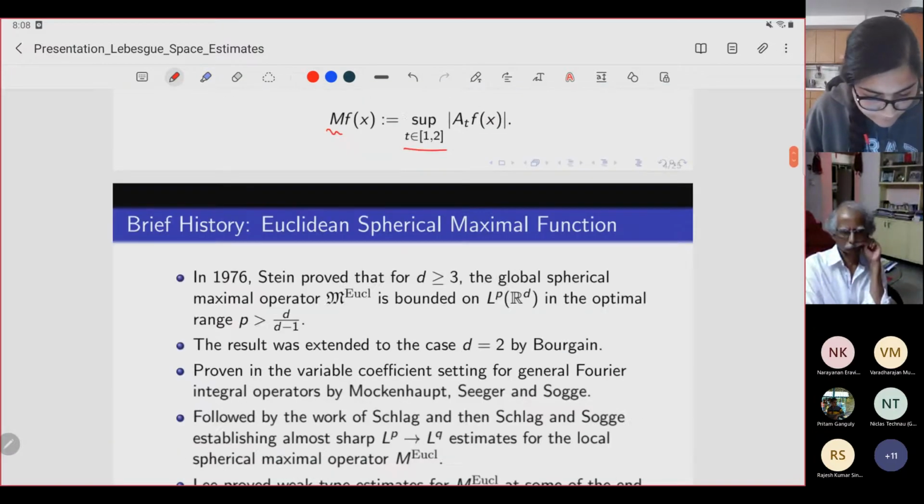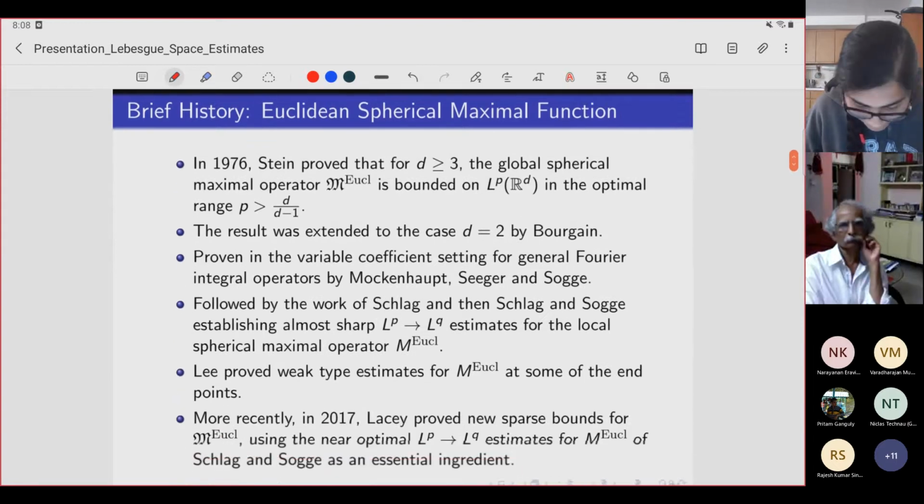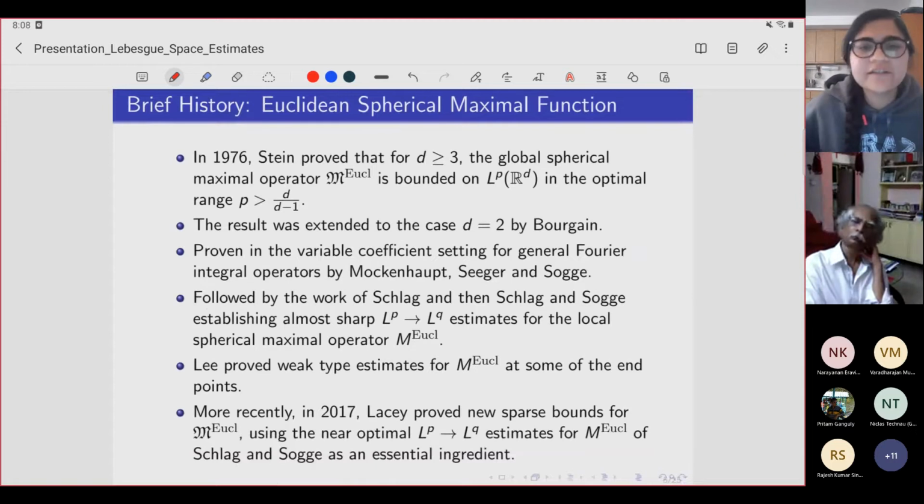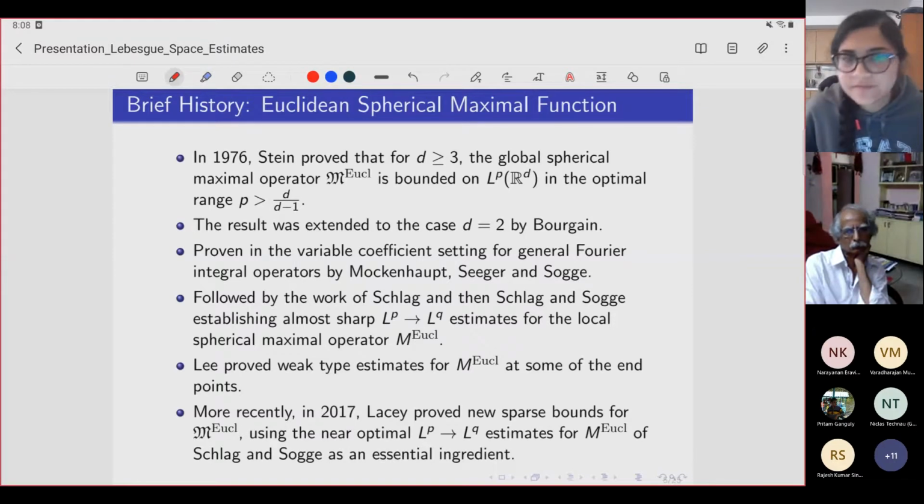So let me talk briefly about the history, and let's start with the Euclidean spherical maximal function because that's how the story started. In 1976, Stein considered the Euclidean spherical maximal function, and he proved the result for R^d for d greater than or equal to 3. He showed that the global maximal operator in the Euclidean case is bounded on L^p in the range p greater than d over d minus 1. And this is also an optimal range. He also has an example to show that this is optimal.